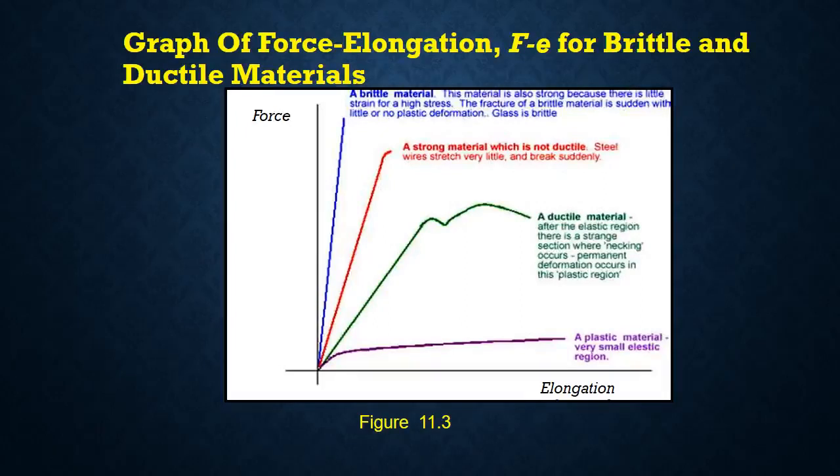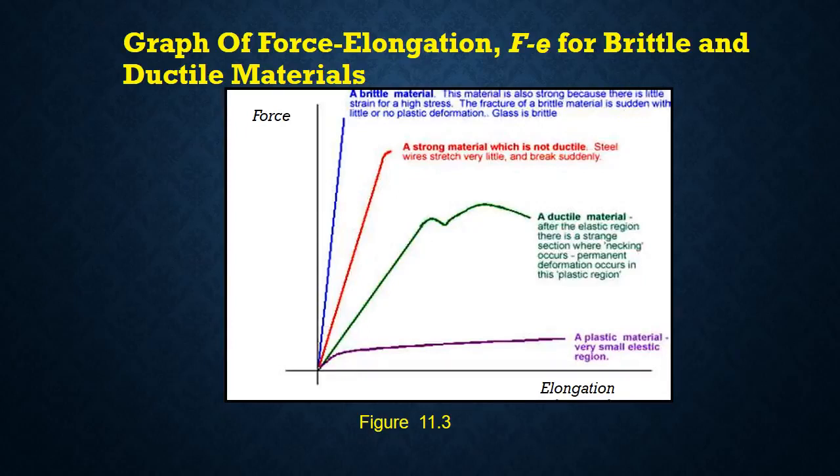The blue line represents a brittle material. This material is also strong because there is little strain for a high stress. The fracture of a brittle material is sudden, with little or no plastic deformation. In a brittle material, there is no necking process involved.